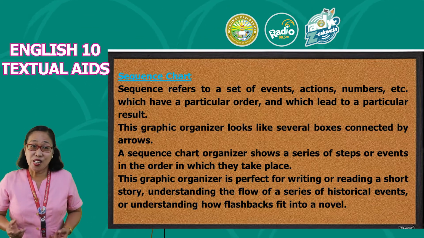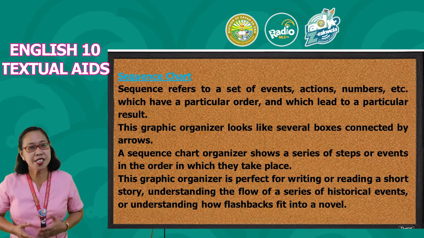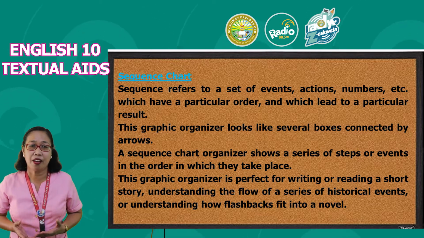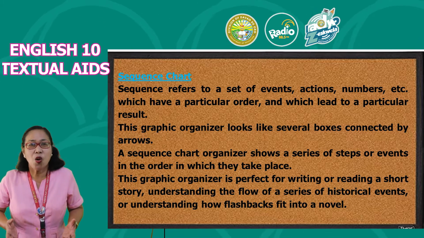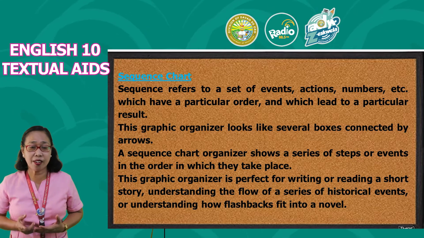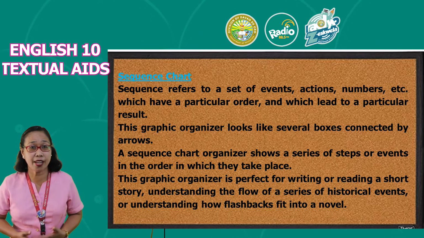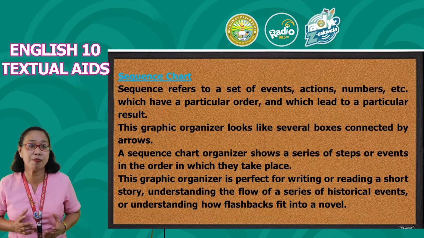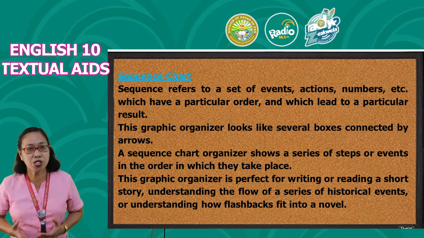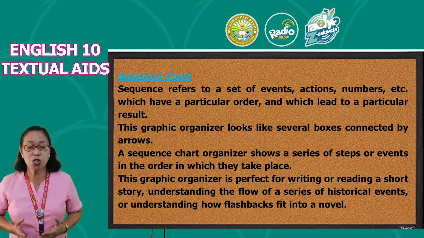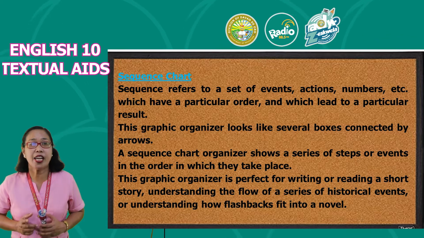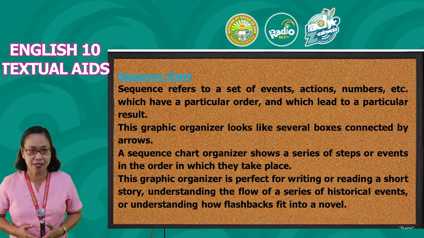Third, sequence chart. Sequence refers to a set of events, actions, numbers, etc., which have a particular order and which lead to a particular result. This graphic organizer looks like several boxes connected by arrows. A sequence chart organizer shows a series of steps or events in the order in which they take place.